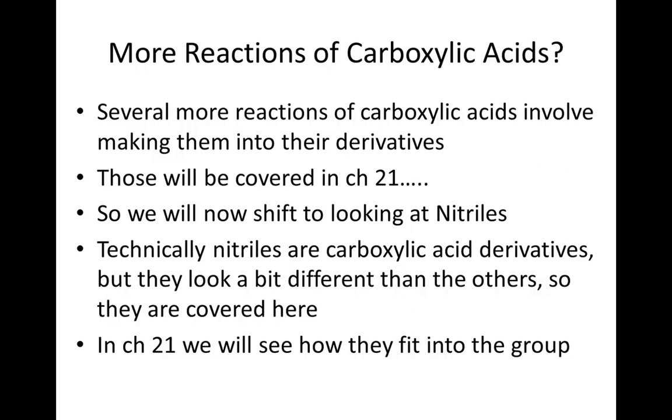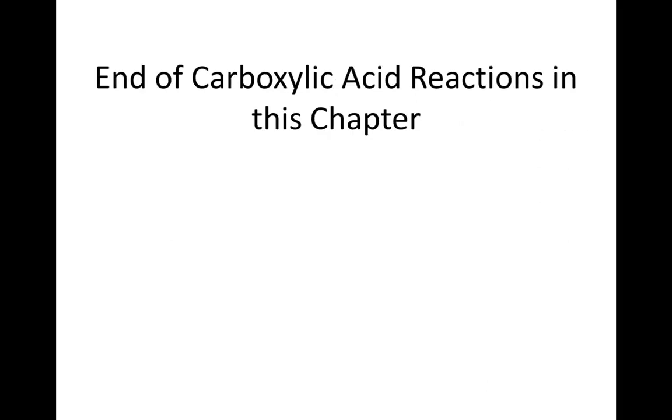So pretty much the rest of the reactions of carboxylic acids are going to involve their derivatives, and as I've said several times already, we will look at those in chapter 21. So now what remains to do in this chapter is to look at nitriles. Even though nitriles are really carboxylic acid derivatives, they don't look much like the others, so they're going to be covered in this chapter, but I will talk about them in chapter 21 in terms of how they fit into the larger picture. You'll hear about them occasionally there also. And that's the end of this section of material.